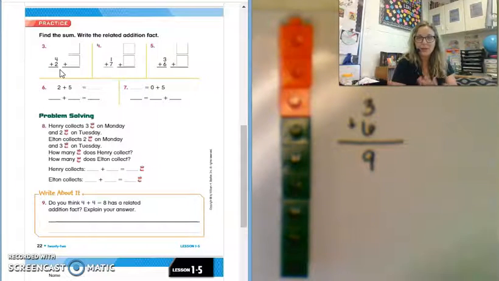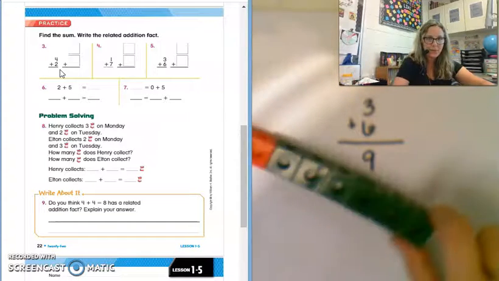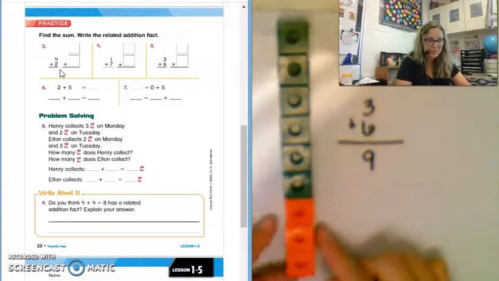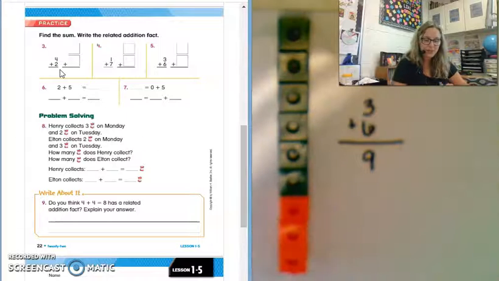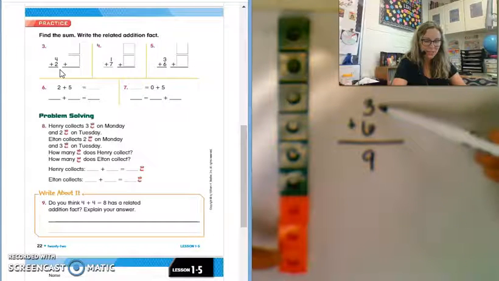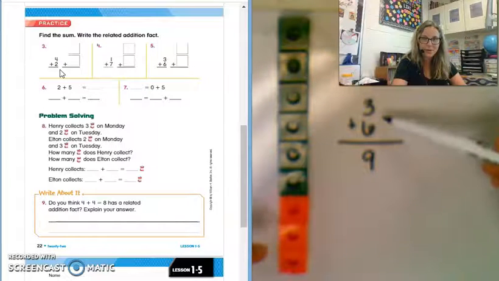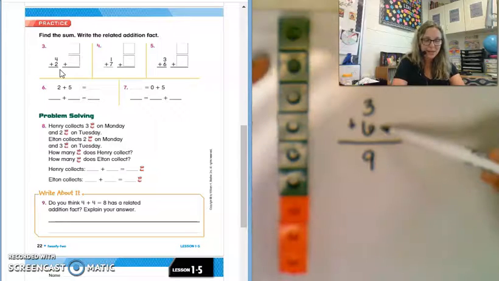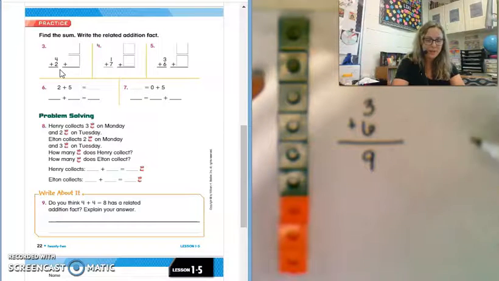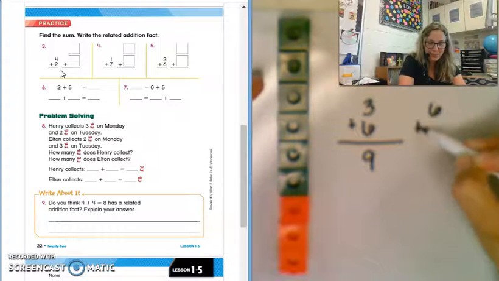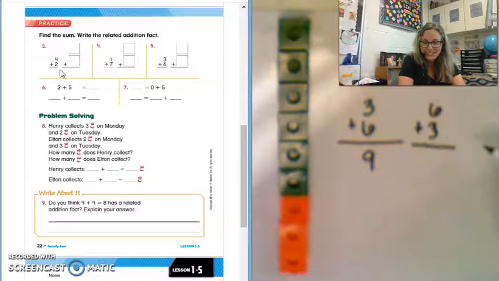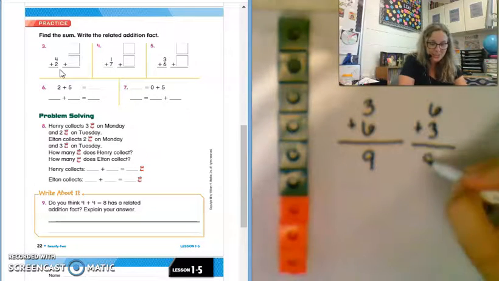Now, I'm not going to add any cubes. I'm not going to take away any cubes. I'm just going to flip my cube train around so my green is now on top. So now instead of 3 orange on top, I have 3 orange on the bottom. Instead of 6 green on the bottom, I have 6 green on the top. So I'll write it 6 plus 3, and I still have my total, which is 9.